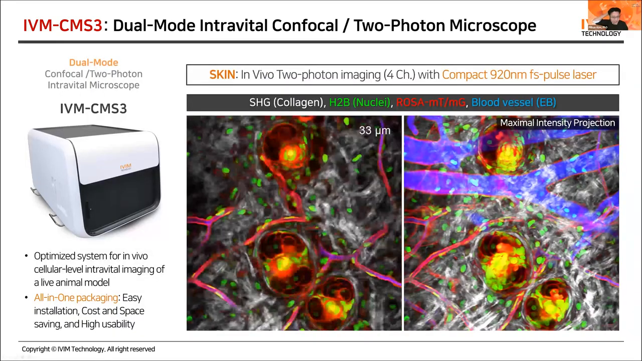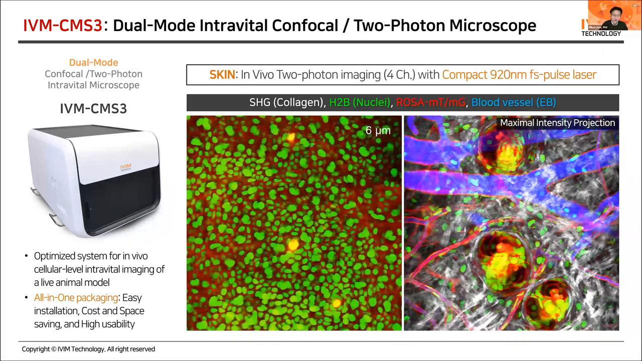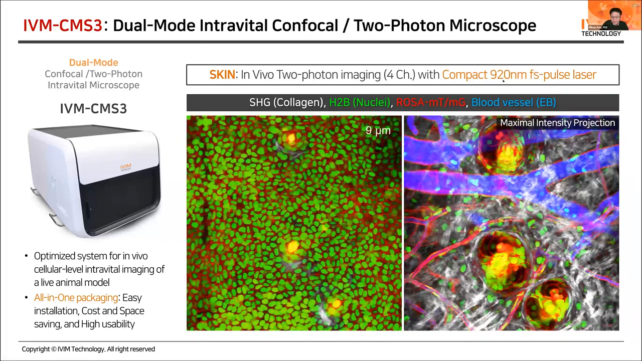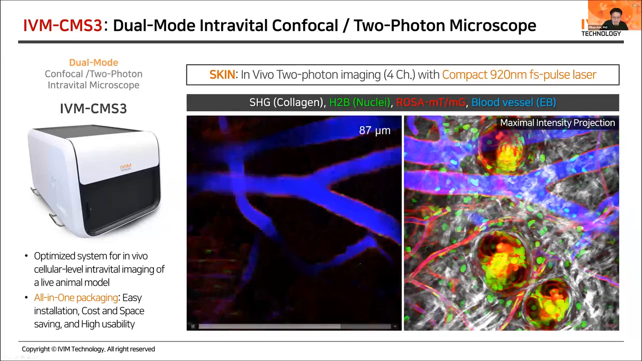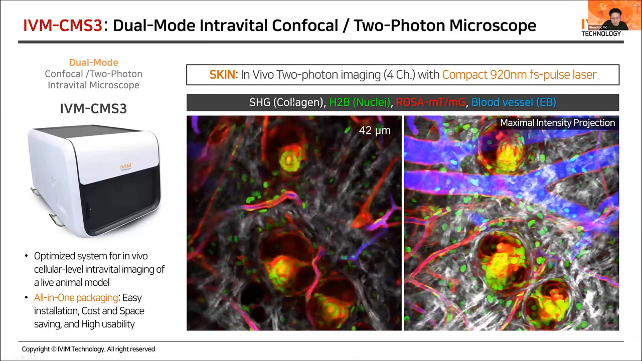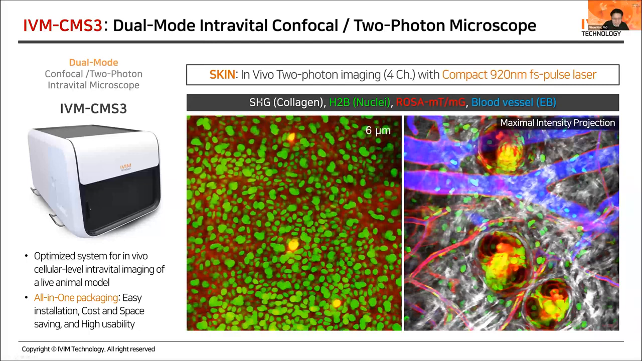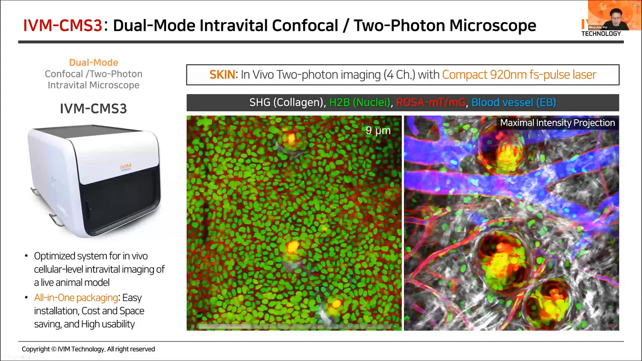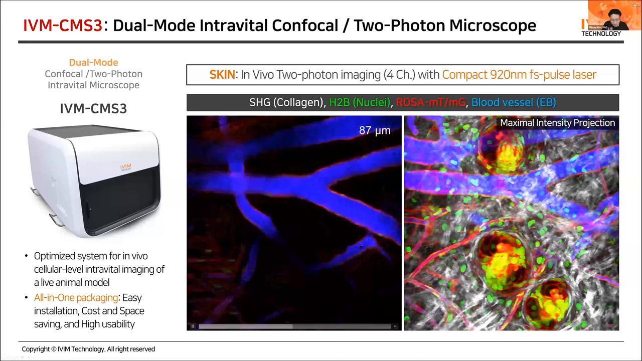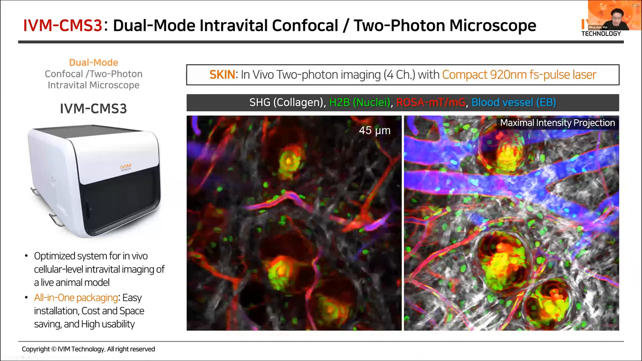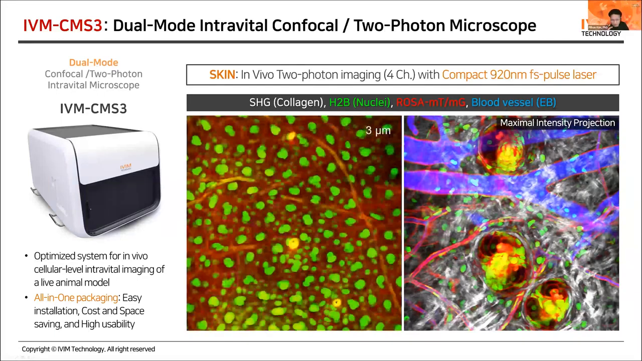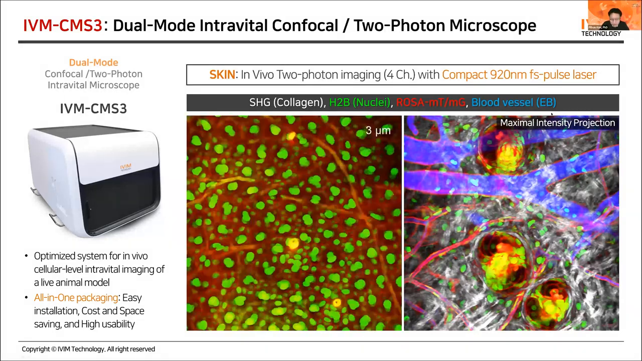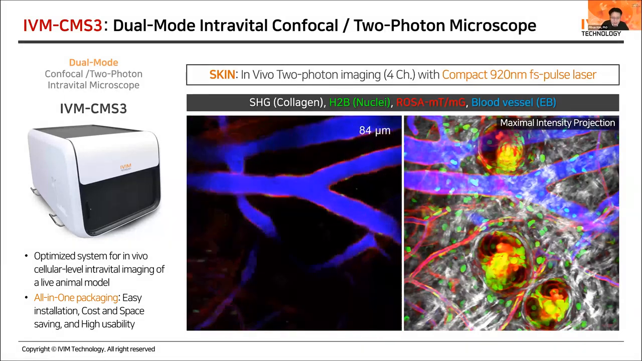Okay, and let me show you some of our 4-color two-photon imaging data obtained from various tissues using our 920 nanometer femtosecond pulse laser. Here, in white, you can see the collagen with this SHG mode. In green, it's the nuclei. In red, it's membrane tdTomato expressed on all different cells. And in blue, this is the blood vessel. We did fluorescence angiography, so we intravenously injected Angiosense blue, and that can be simultaneously monitored.